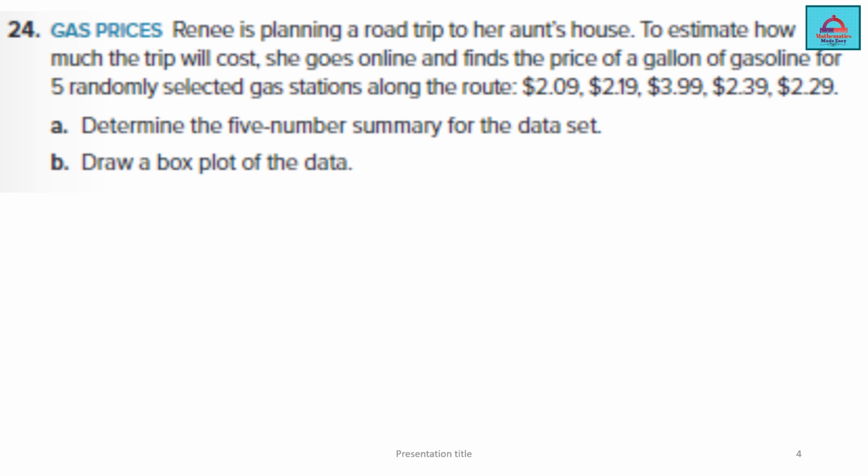Let's now solve this similar question. Again, in the same question, you have to find the same two things, that is the 5 number summary and the box plot of the data. Now, what is different here?